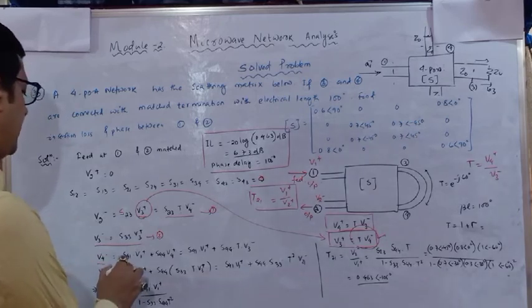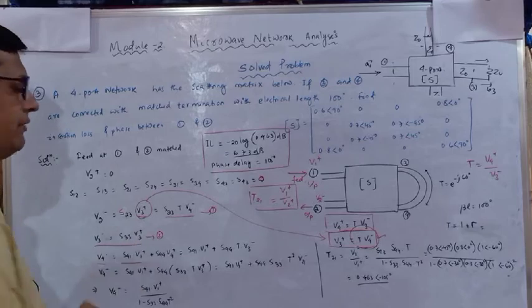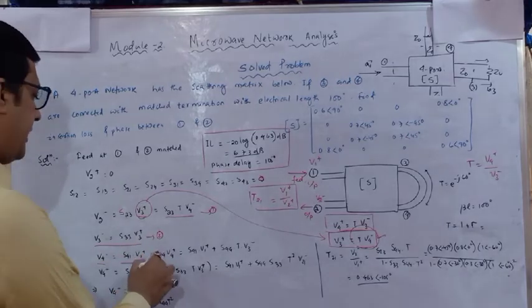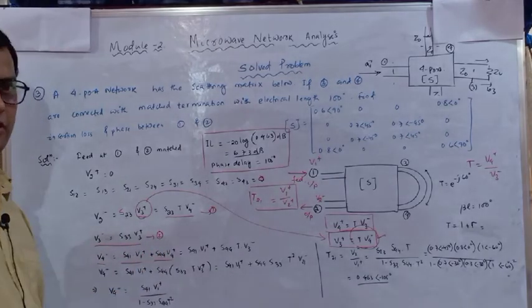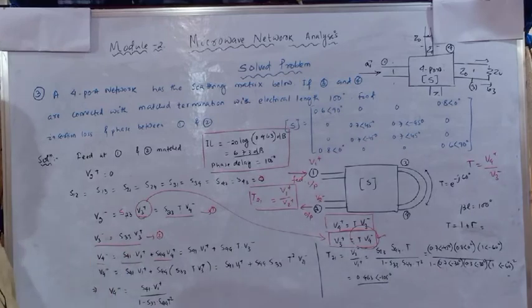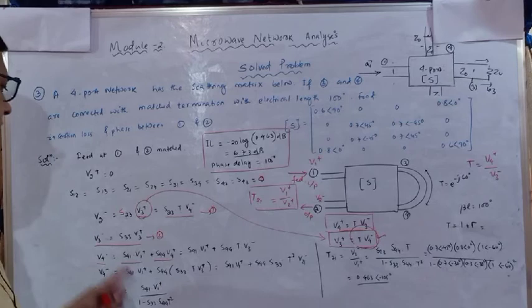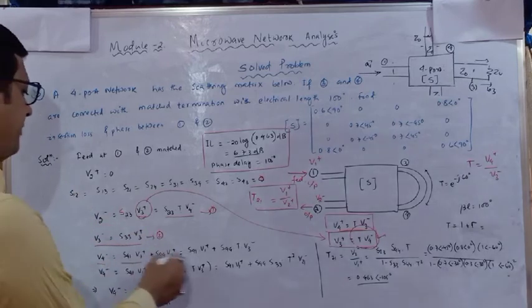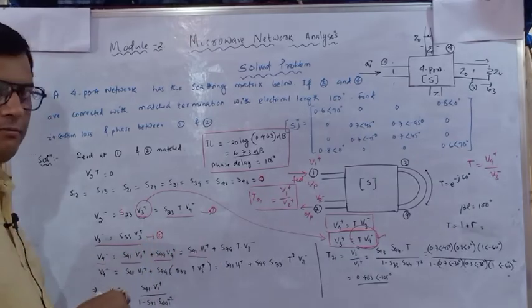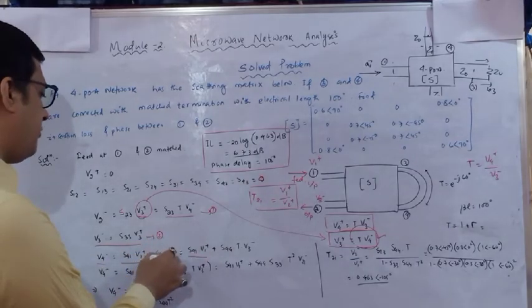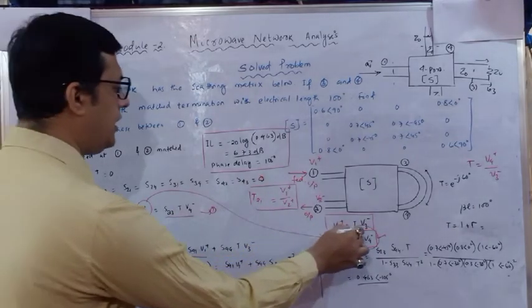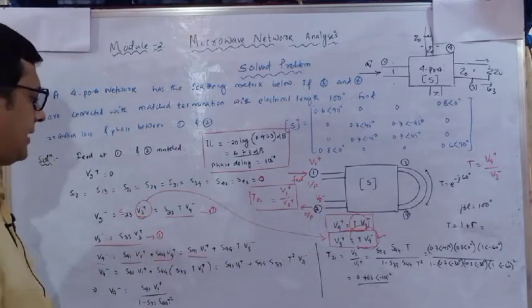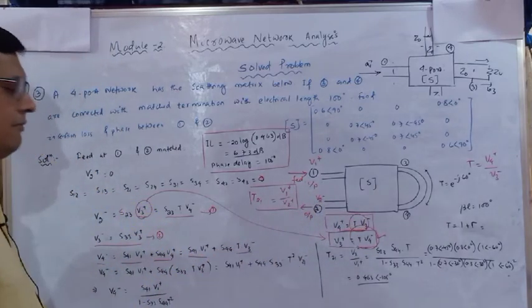Next, with respect to V4 minus we will see. V4 minus is equal to S41 into V1 plus S44 into V4 plus. Because ports 2 and 3 are both terminated with each other, here we are forming a relation with respect to 1 and 4. So what I will do is S41 into V1 plus, and in place of V4 plus, substitute T into V3 minus. So it is T into V3 minus.